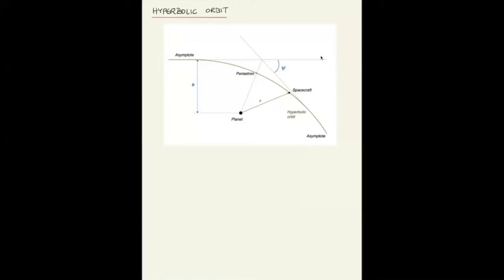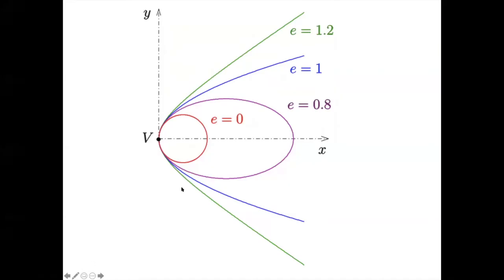Right, so let's consider now what happens when the energy is positive. In that case, the orbit is going to be hyperbolic. The hyperbolic orbit is this orbit here. The green has an eccentricity that is bigger than 1. So as you increase the energy at constant angular momentum, you pass from an orbit that is a circle to an ellipse to a parabola and then to a hyperbola.